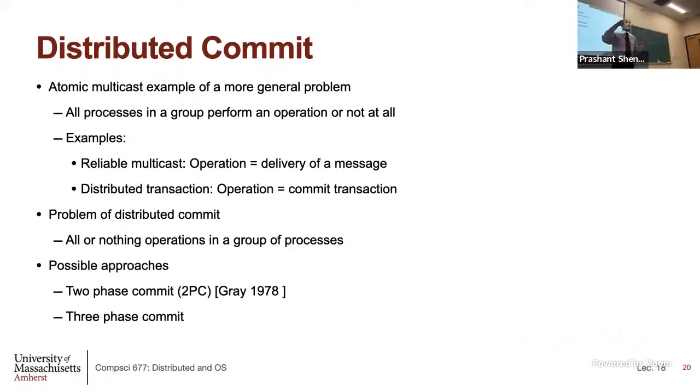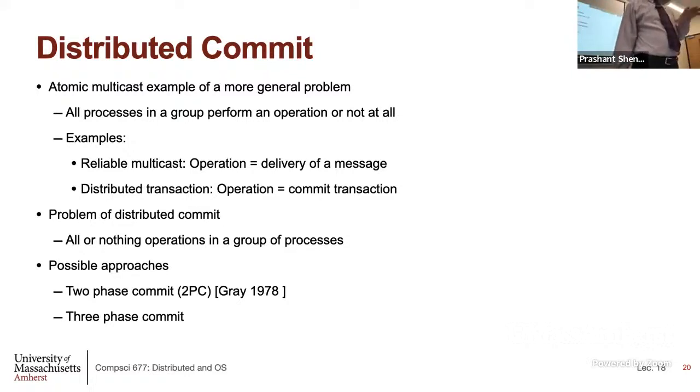Okay? So reliable multicast was just one example where the operation you are concerned about is the delivery of the message. Either everyone gets that message or no one gets it. That's the operation you cared about. But you could think of many other scenarios, and we already looked at another example, which is distributed transactions, where either all the replicas do the transaction, or none of them.